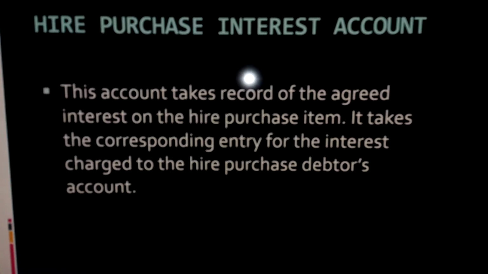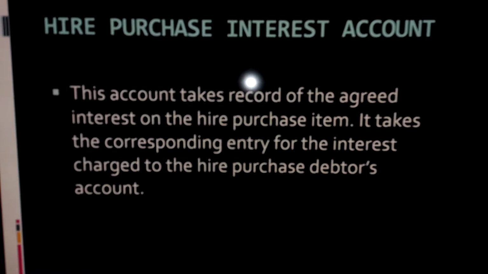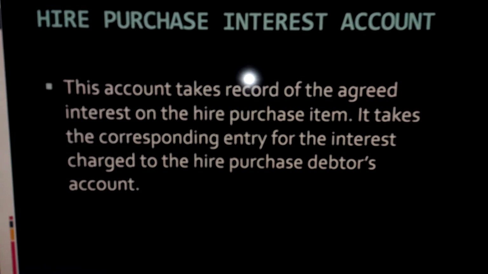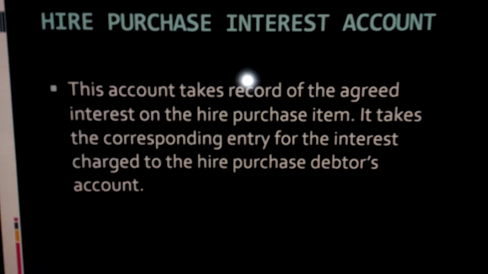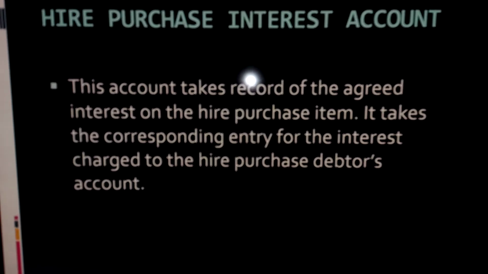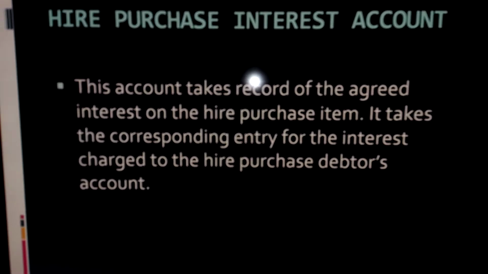So hire purchase interest account. Okay, the agreed interest on the hire purchase agreement is what goes to the hire purchase interest account here. Basically you're increasing what the debtor is owing by this interest. So to the seller, it's an income. You have to understand that. So this is what it looks like.